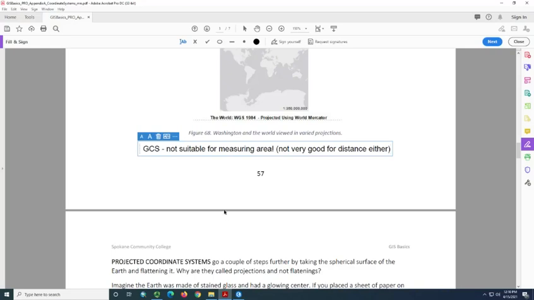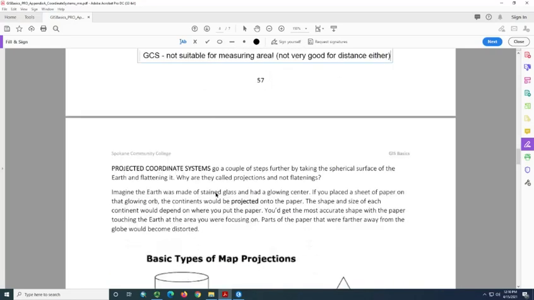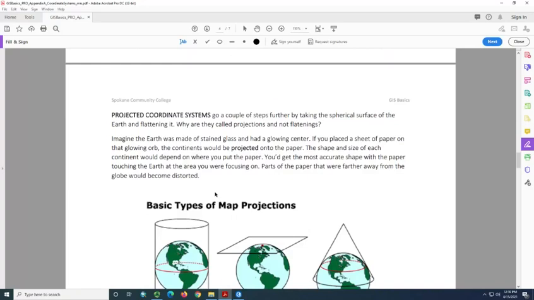And I told you a geographic coordinate system is not suitable for measuring area. Let's talk about coordinate systems that are suitable for measuring areas. Let's talk about projected coordinate systems. Every coordinate system has to start with a geoid that's been turned into a spheroid, smoothed, an origin, north, south, east, west axes, and units of measurement. That's just the starting point for everybody. But projected coordinate systems go a step farther.